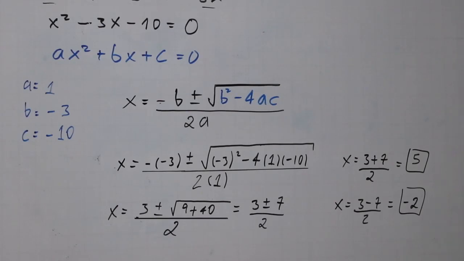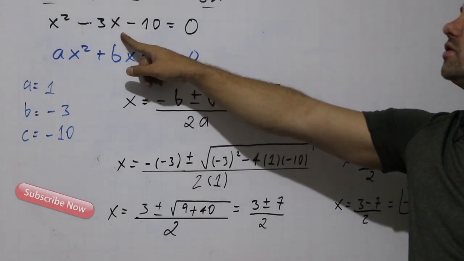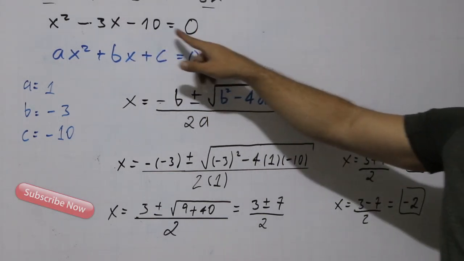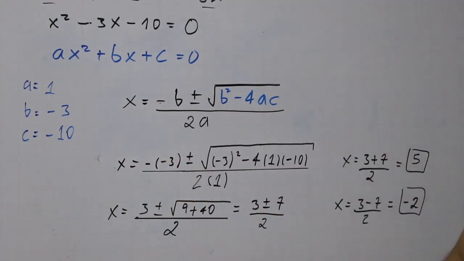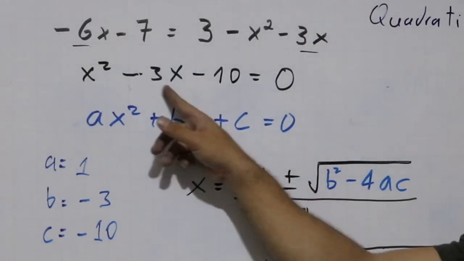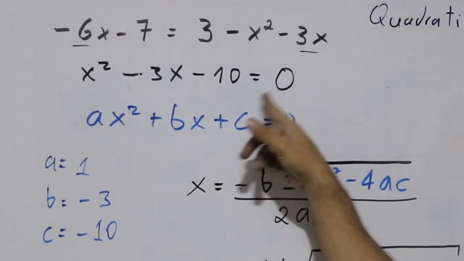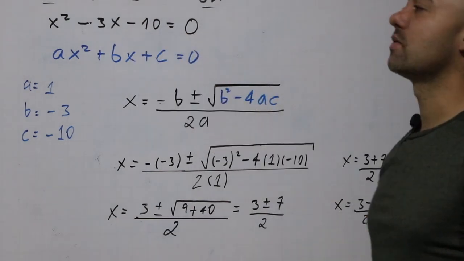And what does it mean? That means that if you replace the x by 5 or minus 2, you're going to get 0 here. And if you replace the x by any other number, it can be even a complex number, any other number, 0, 6, 1 million, like a googolplex, you're not going to get 0. You're going to get some number that is not 0. So that's the meaning of being a root of the equation, or a zero of the equation.